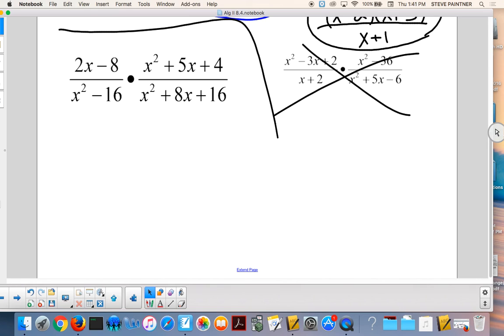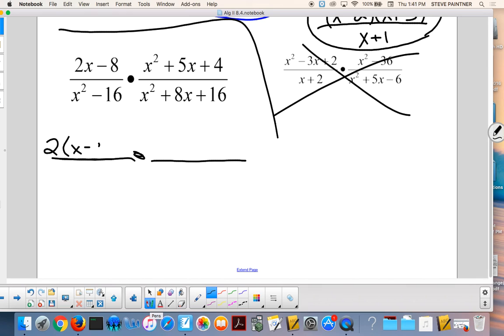Top. Ready? Annalise, did you get this one? That's just 2x minus 8. Well, you know what? There's something in it, a 2 on the outside. So it'd be 2 times x minus 4. Yep, GCF. Got it.